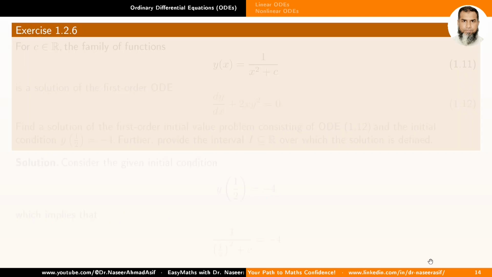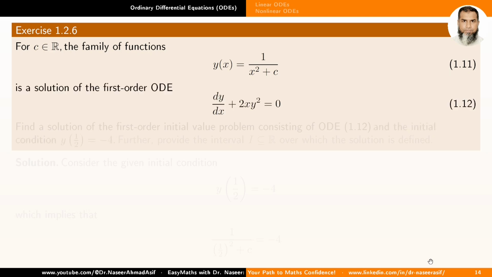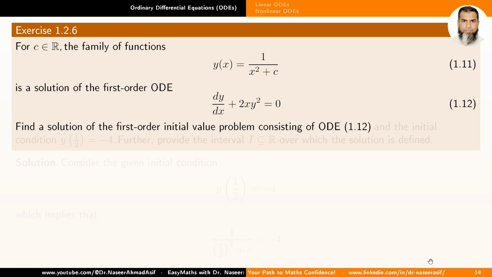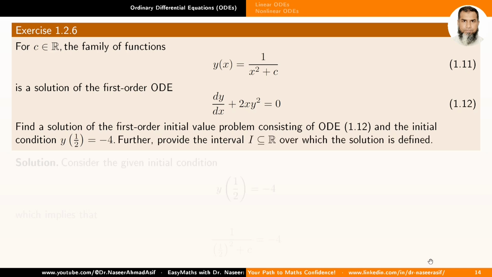Well, let's see another exercise. For c belonging to R, the family of functions y of x equal to 1 over x square plus c is the solution of the first order ODE dy by dx plus 2xy square is equal to 0. Find the solution of the first order initial value problem consisting of ODE 1.12 and the initial condition y of 1 by 2 is equal to minus 4. Further provide the interval I subset of R over which the solution is defined.